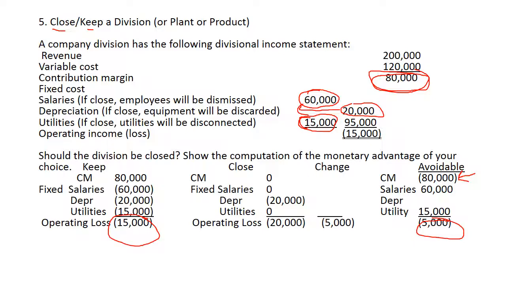So the division should not be closed, because if you close the division, the earnings are going to go down by $5,000. So the division should continue to operate because it is contributing to the fixed cost in the amount of $5,000. So you want to continue to operate this division.